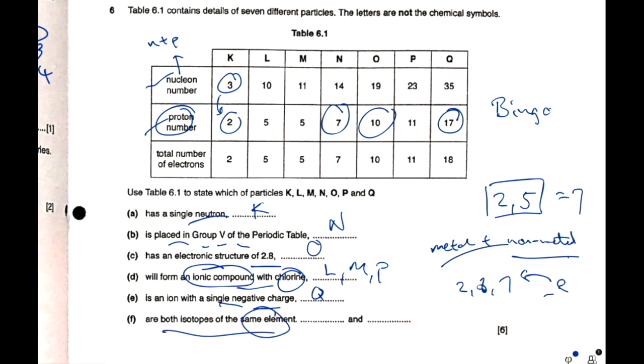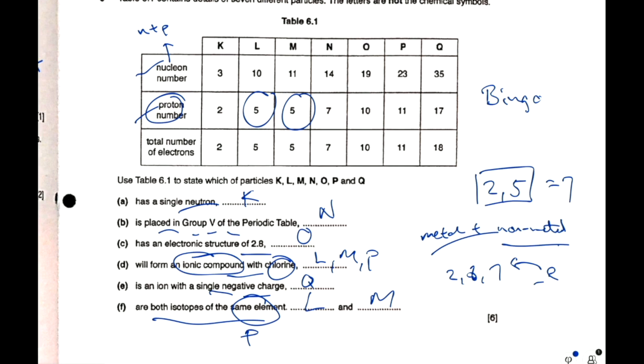Which are both isotopes of the same element? The word same element means the proton number is the same. So just look for which ones have the same proton number. Only 2 of them do, so it's L and M.